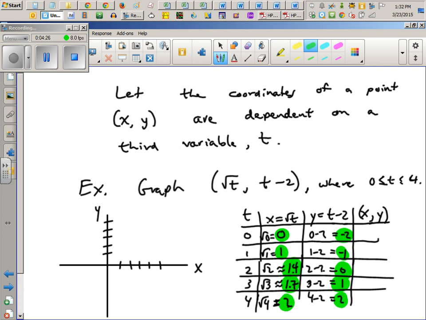So let's just see what it all looks like. We shall be plotting (0, -2), which is down here, of course. (1, -1), which is right here. (1.40, 0), which is right about there. (1.71, 1), which is right about there. And (2, 2), which is right there. Anyone care to guess what shape that is?